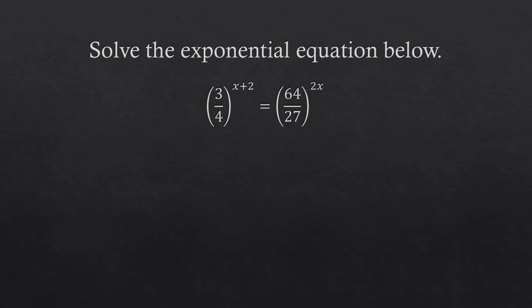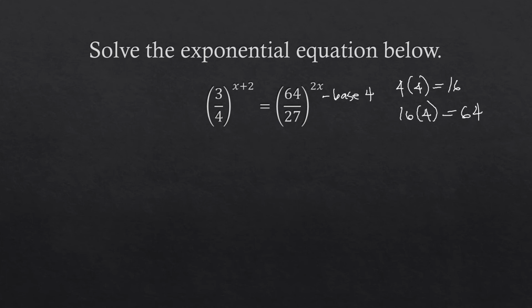So let's check if we can express that in terms of base 4. If you have 4 as the base, we can have 4 times 4, that's going to be 16. 16 times 4 is equal to 64. So that means our numerator can be expressed in terms of base 4. So this is now base 4.